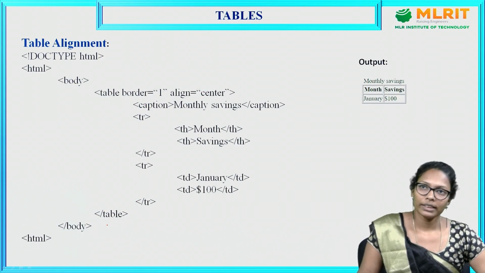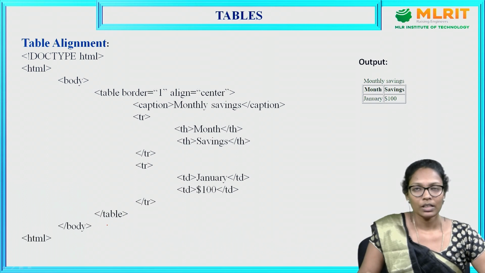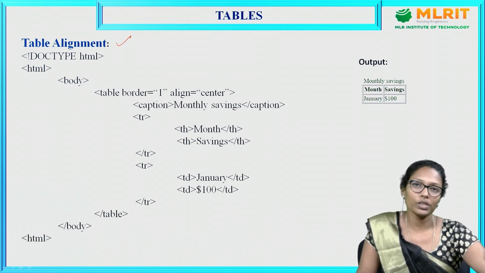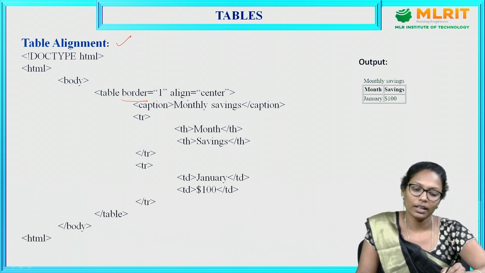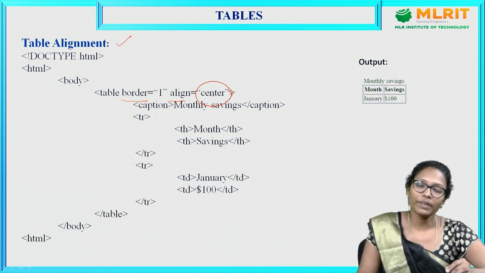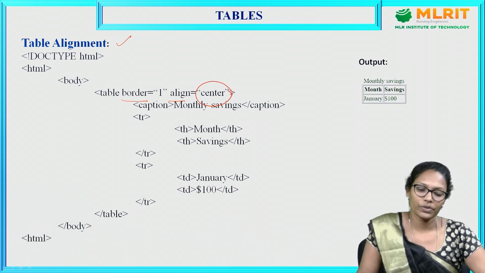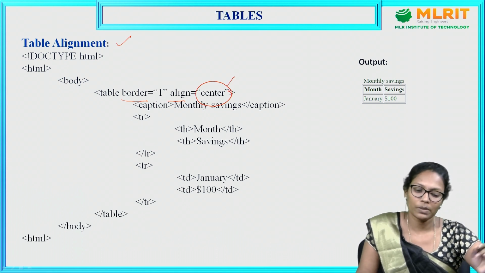The next example is for table alignment. Till now we have seen one example which explores the border. Now in this example we are focusing on the alignment. Along with the border I am adding one more attribute, that is align. I am giving the align value as center. For align we have 4 possible values: left, center, right and justified. Wherever you want to place your table, you can give the corresponding value.